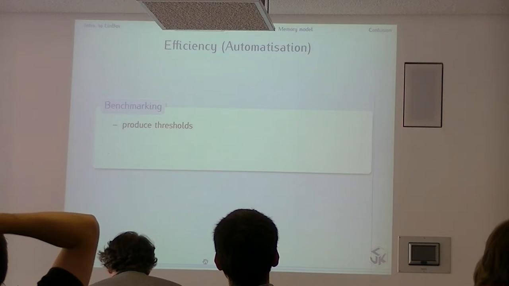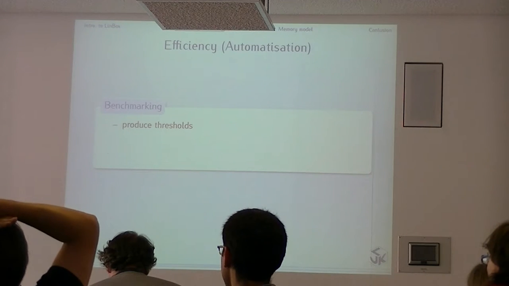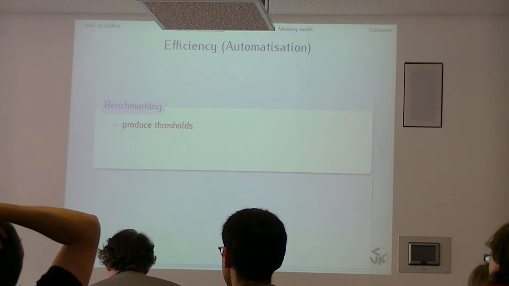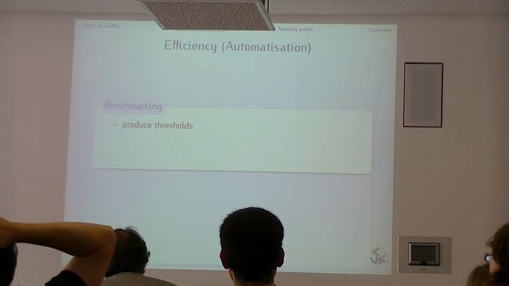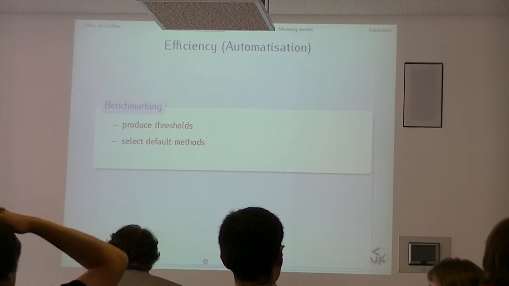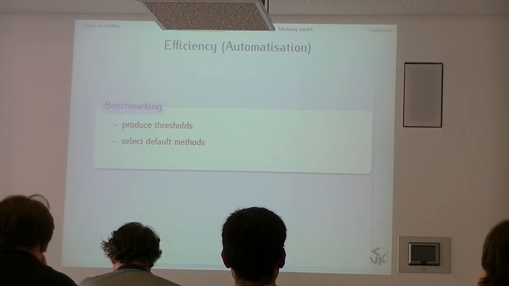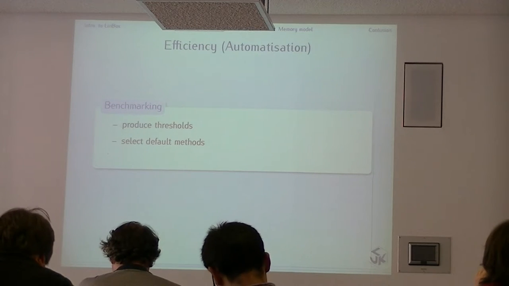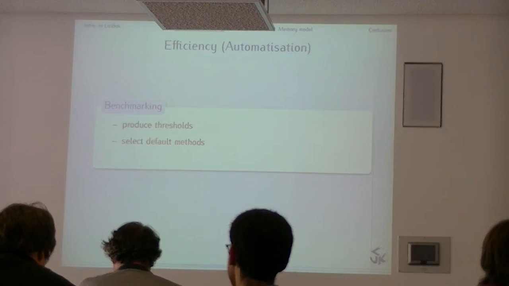So, how do we automatize this? Well, that's the question. Using those benchmarks I was talking about earlier, the easiest benchmarking is producing thresholds. It's done in many libraries, and we do it as well. But also selecting default methods, like previously in the multiplication solution. What's the best default method for each case?